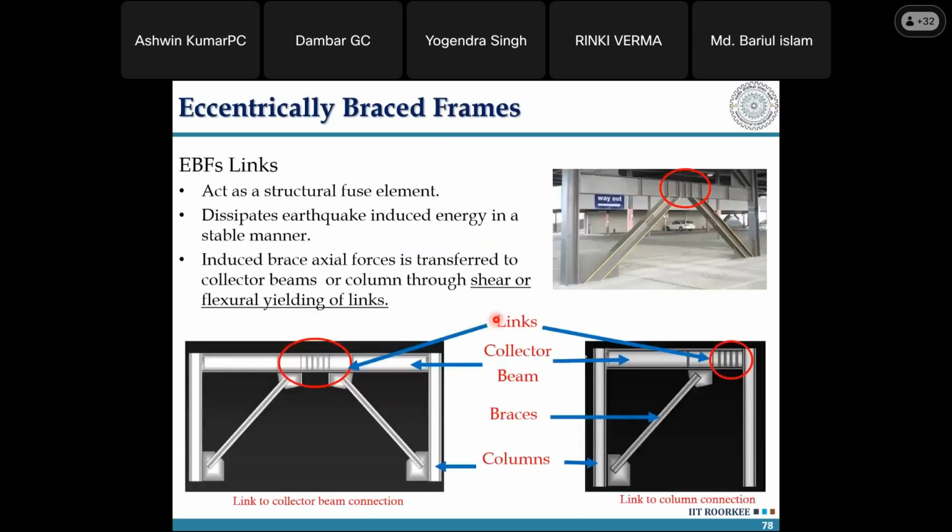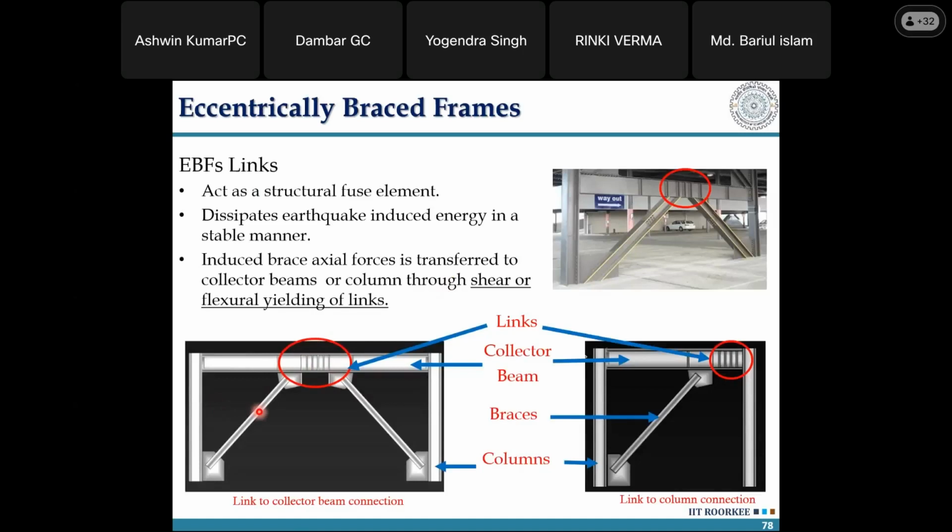We have very few slides for EBF systems, but it is easy to understand once you've understood the CBF systems, right? So in EBF, the first case to understand is the capacity. The deformation controlled element here is the link element that is given here. The rest, beams, columns, and braces, are the force controlled elements.